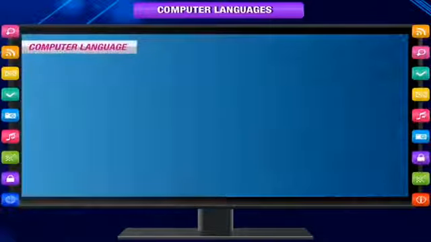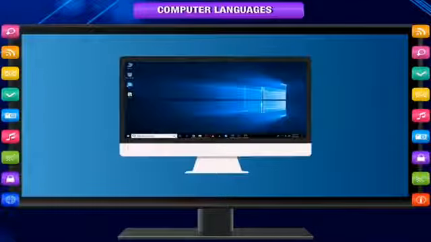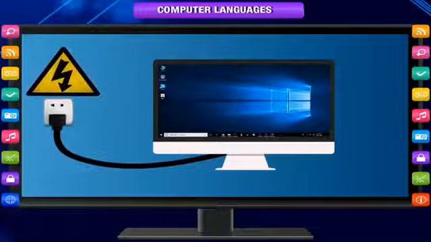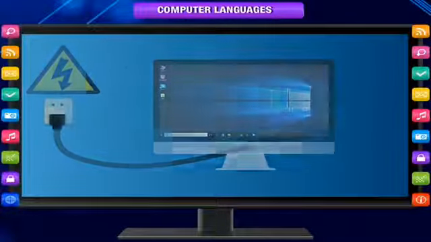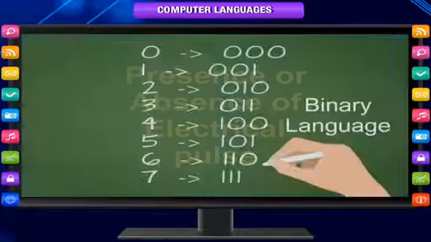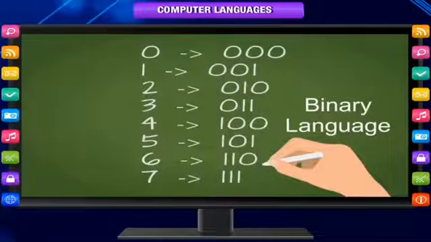Computer language. As you know, computer is a machine that works on electricity. Depending upon the two states of electricity, presence or absence of electrical pulse, a computer can understand only binary language, that is the language of zeros and ones.